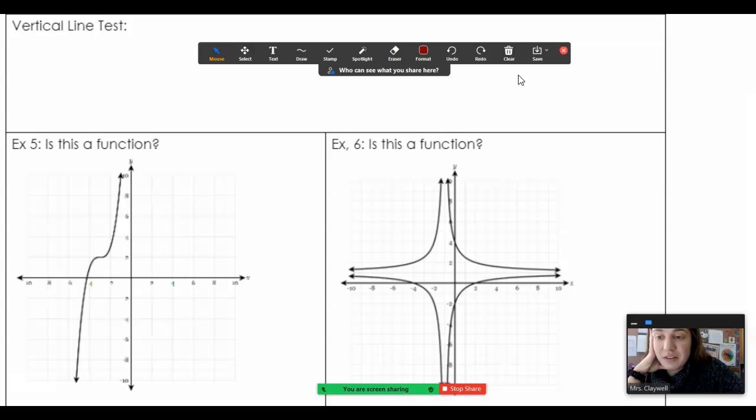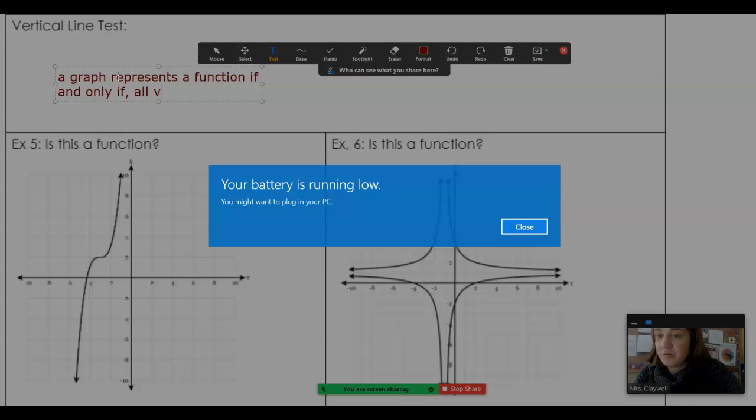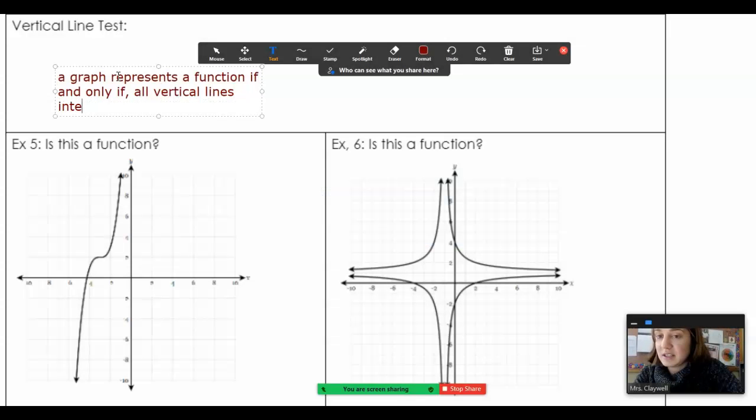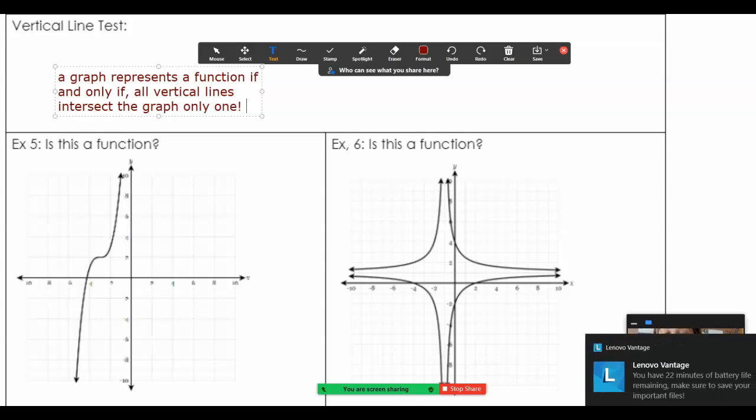Okay, now we're going to look at this graphically. We're going to do something called the vertical line test. Vertical line test is when a graph represents a function if and only if all vertical lines intersect the graph only once.